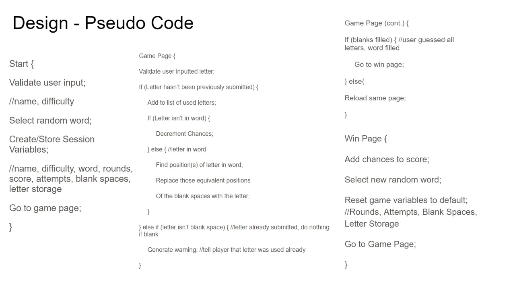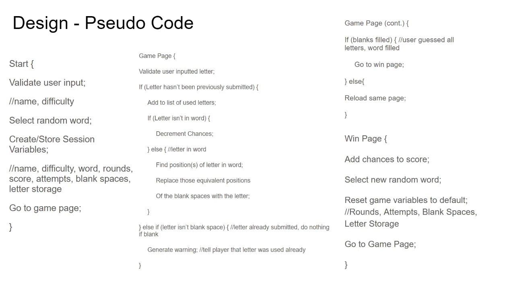On the game page, the user is allowed to enter a character, which is their selected letter for the game, which is then validated. If this letter hasn't already been submitted, this is added to the list of used letters. And if this letter isn't in the word, it's counted as wrong, and thus the chances are decremented. Else, if the letter is in the word, then the positions of that letter in said word are found, and then the equivalent positions in the blank spaces are then replaced with that letter.